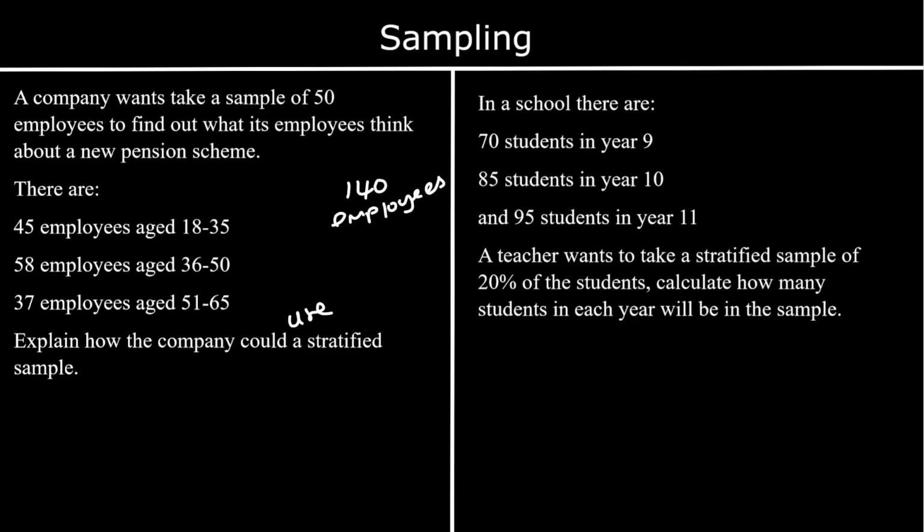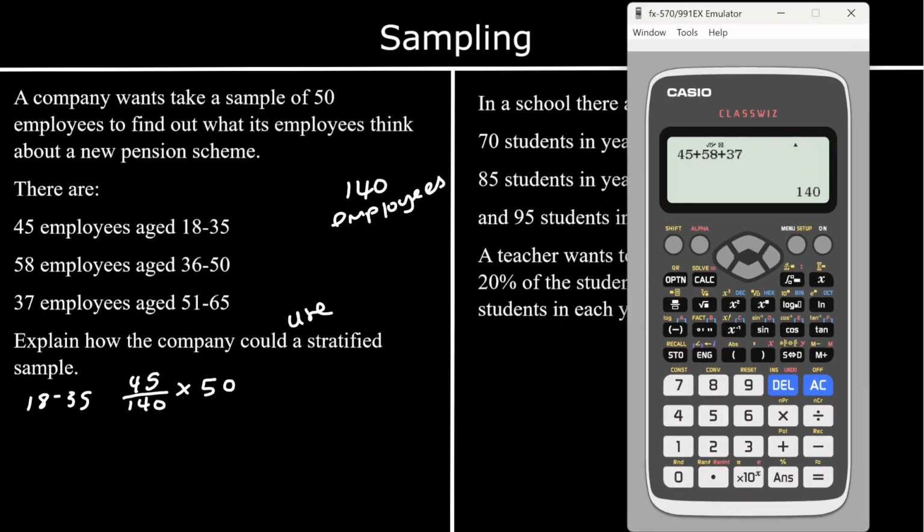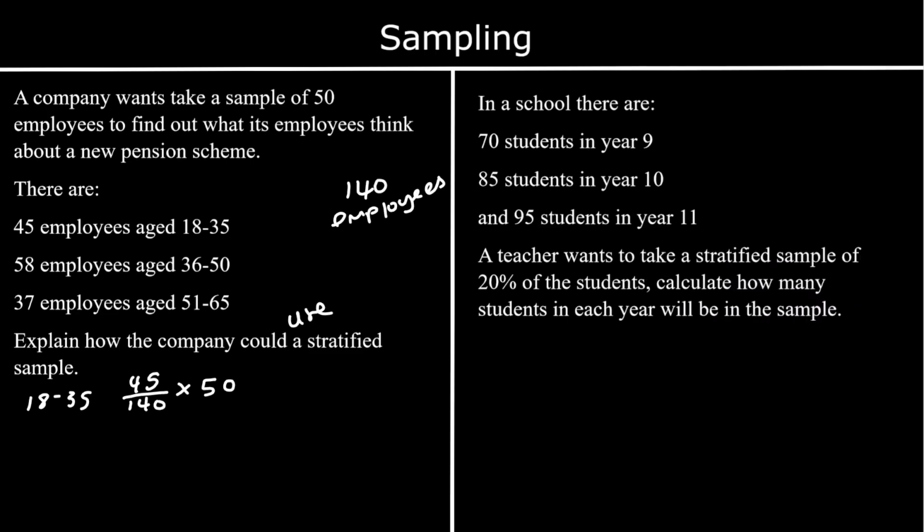So we want the proportions in the sample to be the same as the proportions in the population. So for 18 to 35, we've got 45 out of 140. That's the fraction we've got. And we want that fraction of our sample, which is 50. So 45 over 140 times 50. And that comes out at just over 16. So we'll call that 16 people.